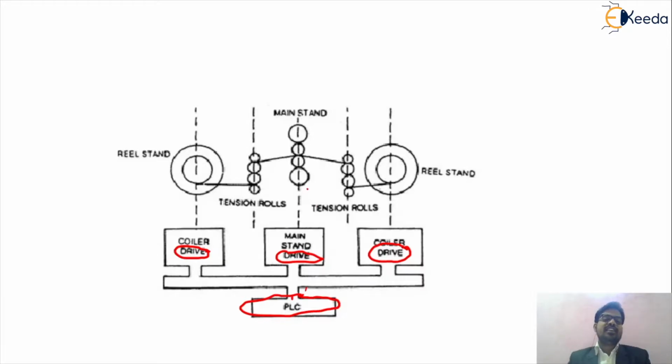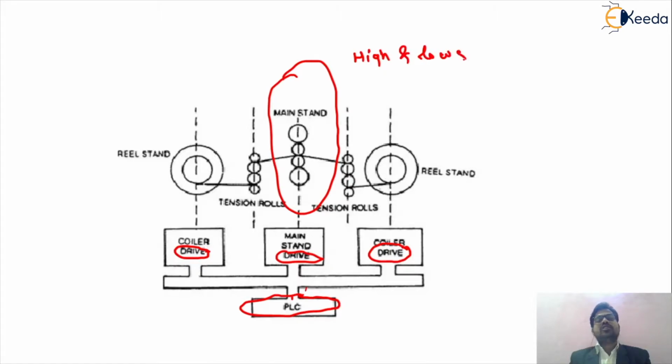As we have seen, the main process that is carried out is called the main stand, and for driving that main stand we use the main stand drive. So what is the requirement? The requirement for the main stand drive is high torque and low speed applications. The motors we prefer must have very high starting torque and low speed, so that motor will be discussed later on.